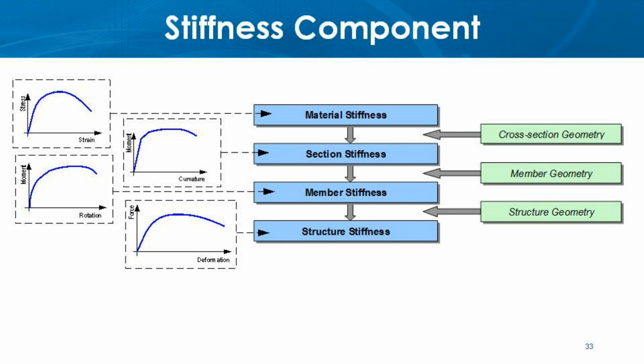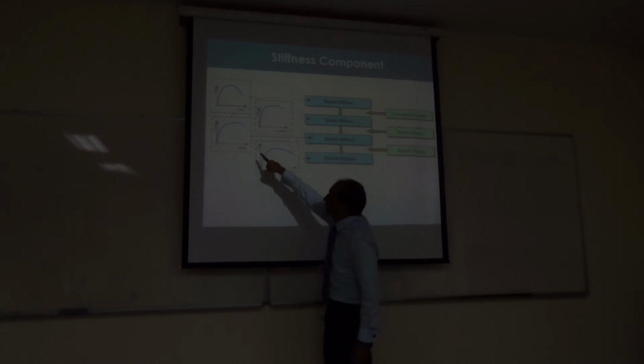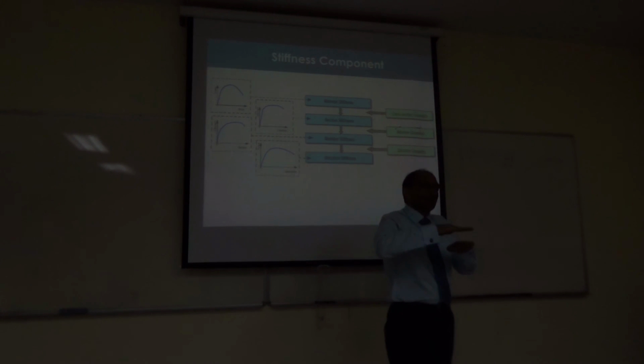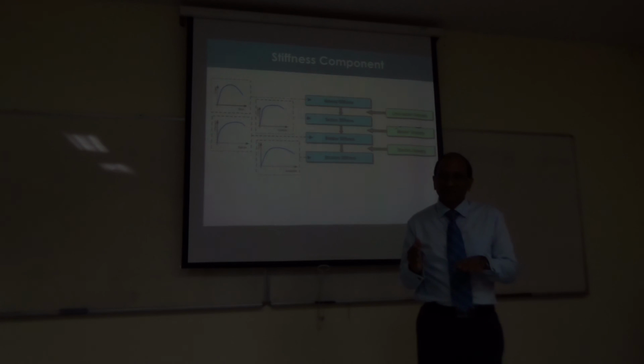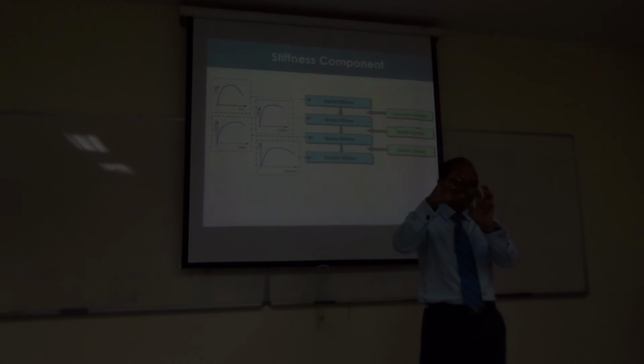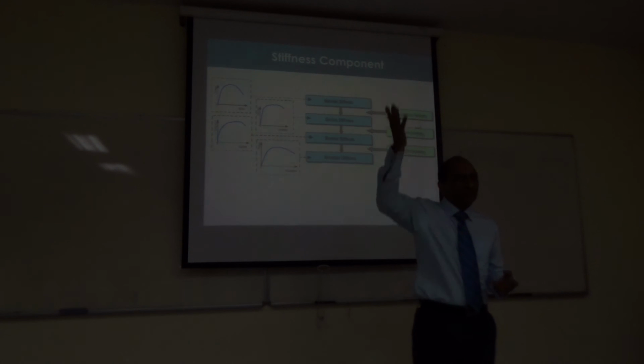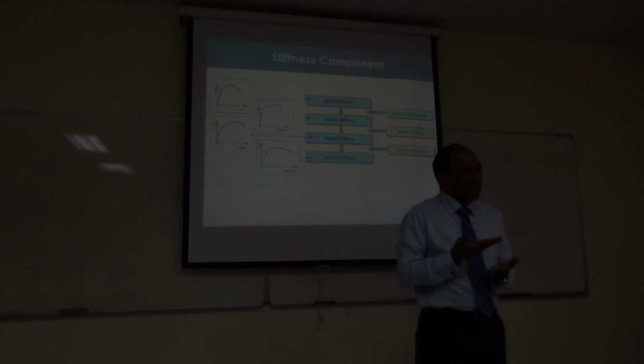Many things. Every level has its own non-linearity or complexity added to the behavior, to the stiffness behavior, until we get to the total structure stiffness, which is a plot between deformation and force. This is a plot between rotation and moment, curvature and moment, strain and stress. So at different levels, the name changes. First stress strain becomes moment curvature, becomes moment rotation, becomes deformation. So it keeps on changing the level, but the meaning is the same. And it becomes a summation of the previous history, or previous properties, right?